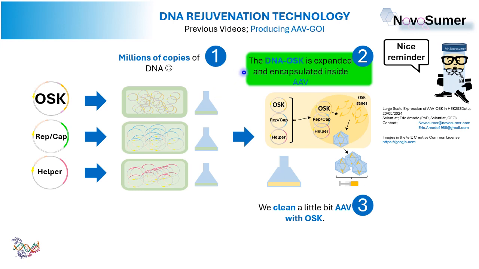So the DNA with the OSK genes is expanded and encapsulated inside EV particles. This is what happened in the second step. Once we extract the DNA from the bacteria, we introduce this DNA. We need to introduce the three DNAs inside one cell because they work together. They coordinate themselves to work together.